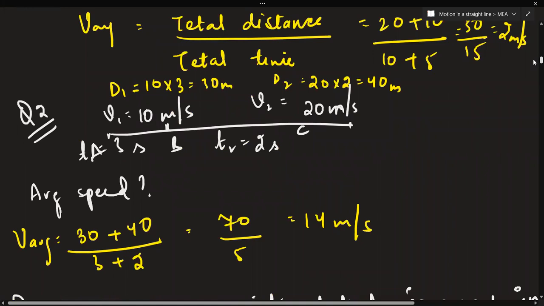See this question. Now velocity is given, time is given, but distance is missing. So what did I say? Calculate the total distance. How can you calculate distances? Multiply velocity with time, that gives you the first distance, multiply velocity with the second time, that gives you the second distance, and then calculate the average speed.